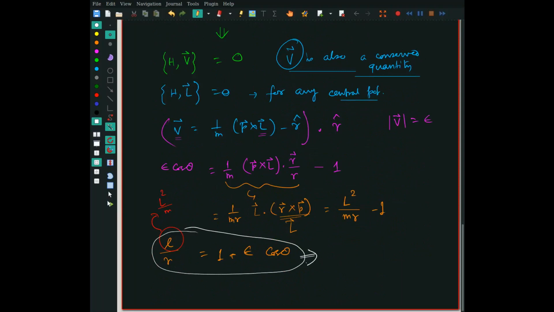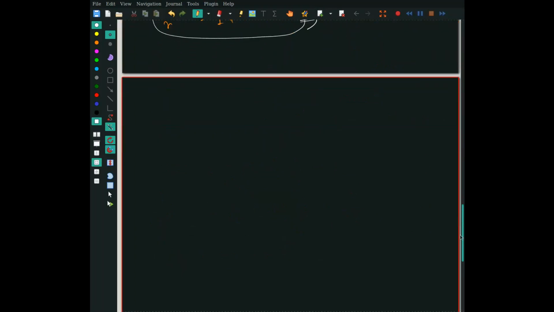The second puzzle I want to explain is again a puzzle from quantum mechanics. Perhaps you remember that for the hydrogen atom problem, if you try to find the bound state energies, the bound state energy only depends on the principal quantum number n, and it is proportional to 1 by n square, perhaps with a minus sign. So there is no dependence on L.